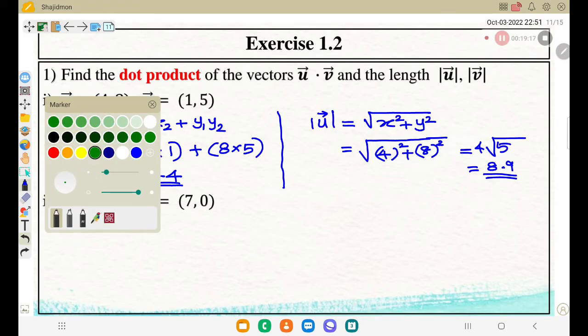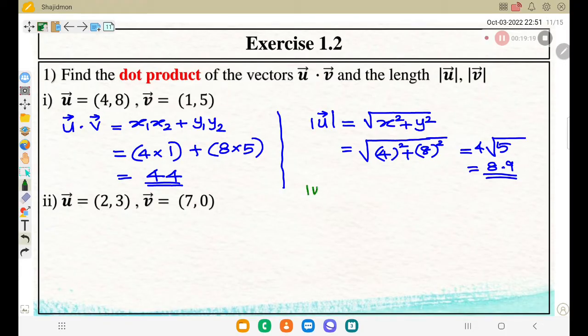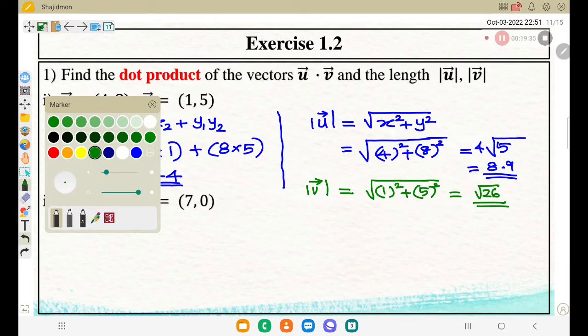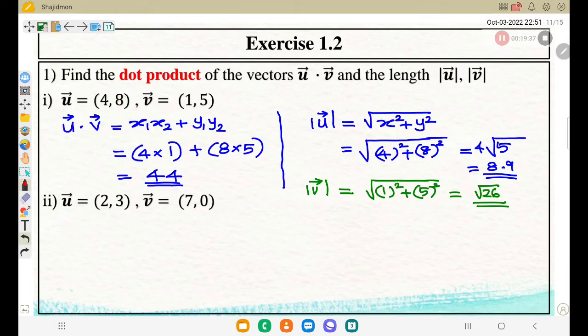Now we will calculate absolute V. Absolute of vector V equals root of 1 power 2 plus 5 power 2. So root of 25 plus 1, root 26. Clear? Okay, now we will go to the second one.